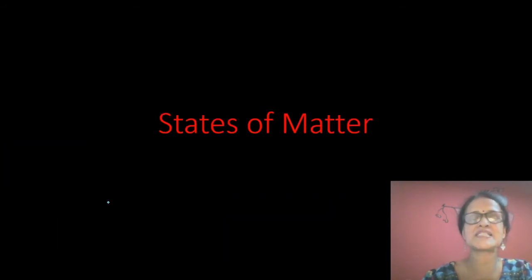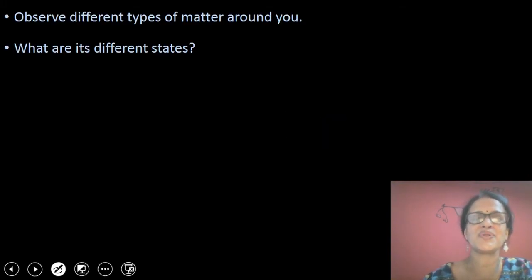Our topic is states of matter. Students, if you look around you, you can see a variety of objects, and if you have been asked to discuss the physical state in which they exist, you will conclude that materials around us exist in three common states. What are these three common states? These three common states are solid, liquid and gaseous state.